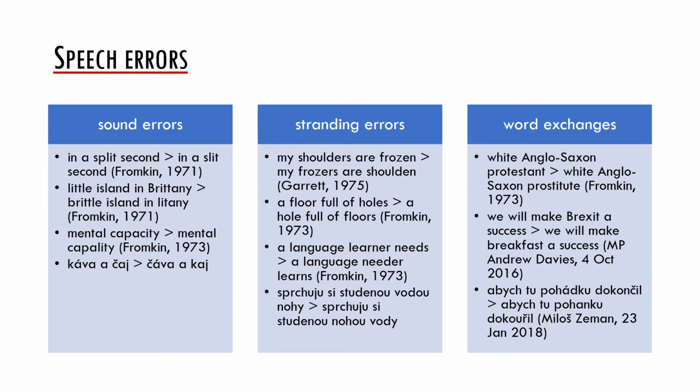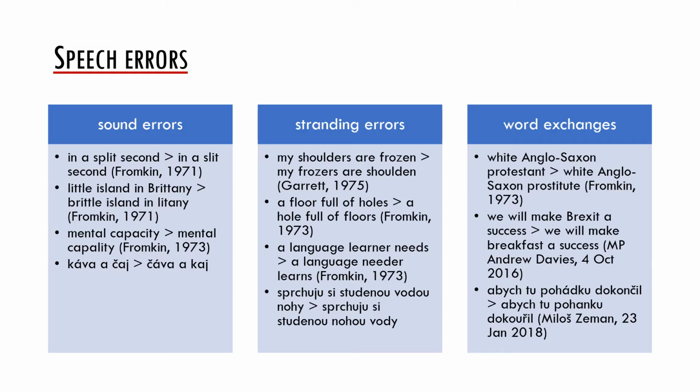On this slide, we distinguish three main categories of speech errors. The first type are sound errors. These may be quite diverse, and Fromkin distinguishes many subtypes. For example, they may result in the deletion of certain sounds, such as in saying in a slit second instead of in a split second. Another type of sound errors are consonant reversals, such as Brittle Island in Litany instead of Little Island in Brittany, or Czech Čáva a kaj instead of Káva a čaj, which means coffee and tea. Other sound errors may be perseverations of consonants, such as mental capacity instead of mental capacity.